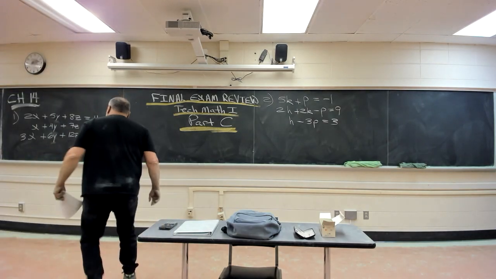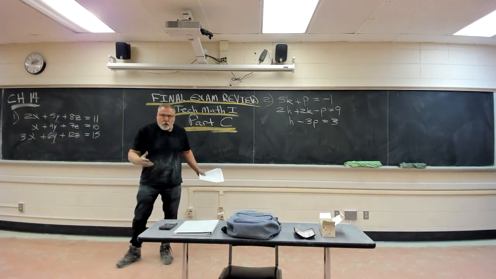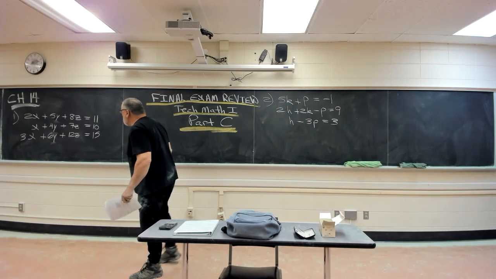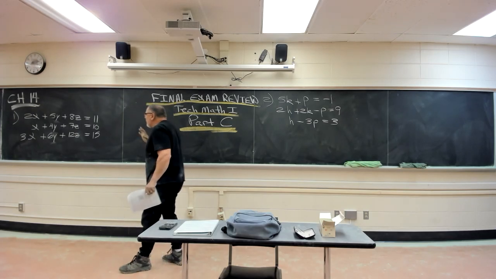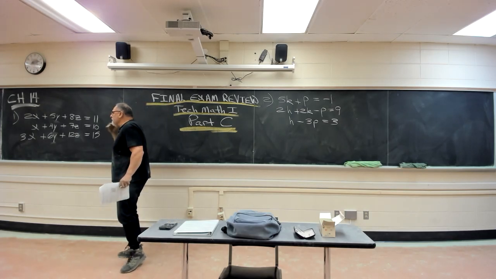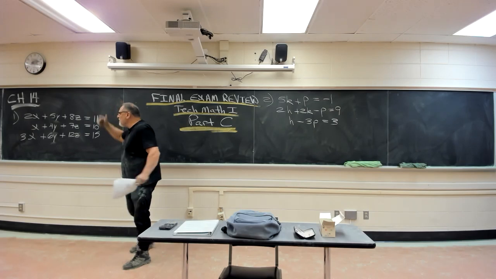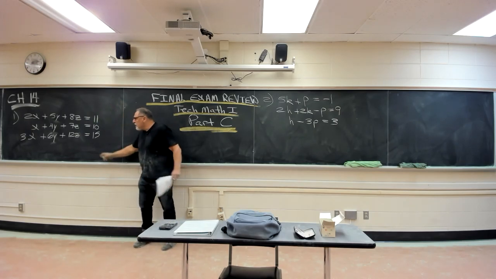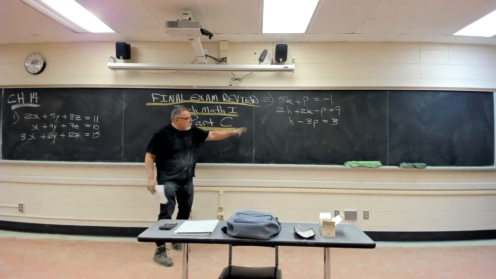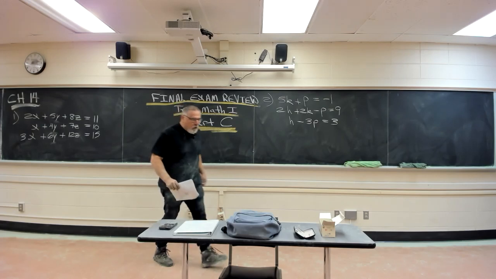Hello, everyone, again. Let's go to part C of the final exam review. Let's start out with chapter 14 content from, like I said, the previous book. We just label it chapter 14. Here's problem number 1 over there and problem number 2 over there, and we're going to solve for both.